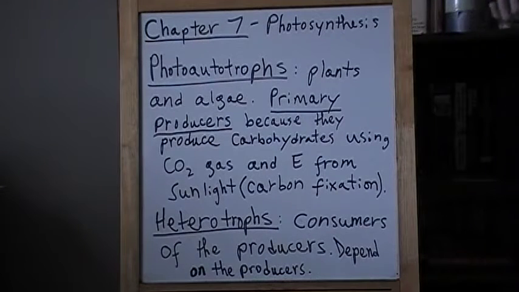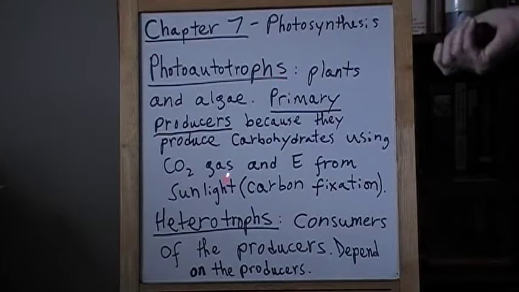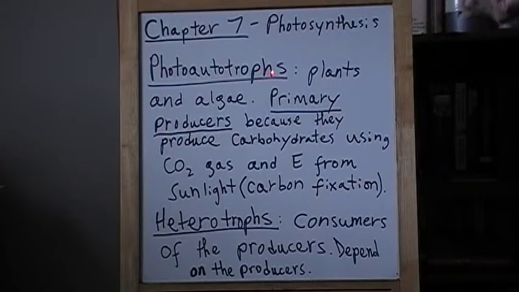Okay, chapter 7 is all about photosynthesis, and the chapter begins by defining a couple of important terms, the photoautotrophs and heterotrophs. The photoautotrophs are the plants and algae, and these are called the primary producers because they produce carbohydrates using CO2 gas and energy from sunlight. And this production of carbohydrates, or building of carbohydrates from CO2 gas, is referred to as carbon fixation.